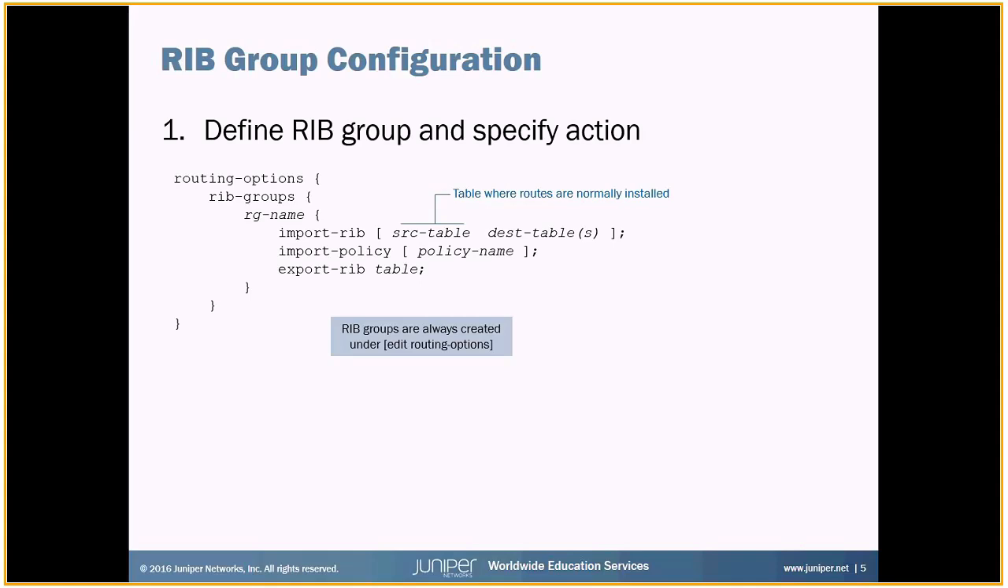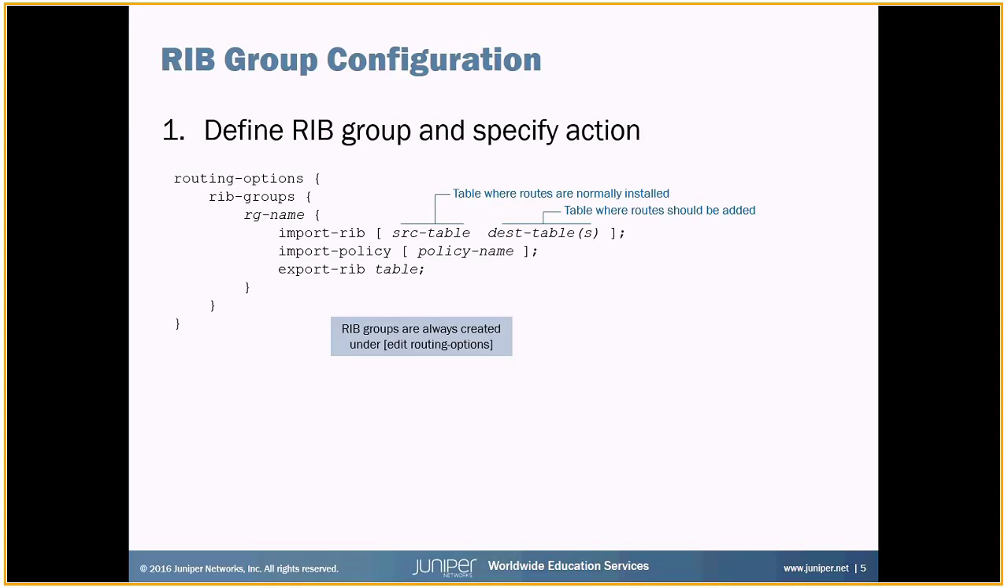So in terms of an import context, the import rib statement is what you want to use, and there are two elements, a source table and a destination table. This order is important, and we'll talk about that in another slide or two. But in short, the source table here identifies the natural default position for those routes that you want to share. And then similarly, the second element is the destination table or tables where you want to share those routes.